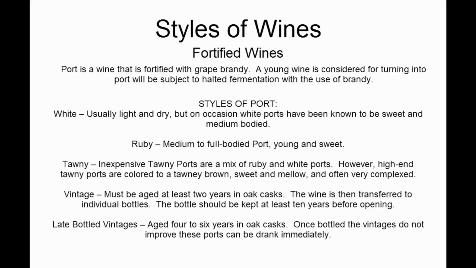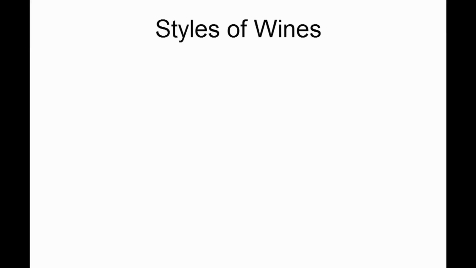There are 5 styles of port: white, ruby, tawny, vintage, and late bottled vintages. Everyone who sells port should know the differences between these styles. Ports should be served in wine glasses or port glasses. If you are serving a bottle of a late vintage port, you will want to decant the bottle. This concludes our section on styles of wine.